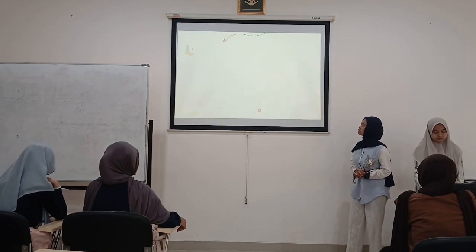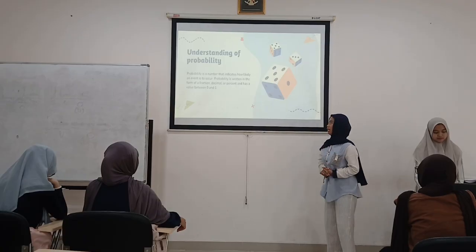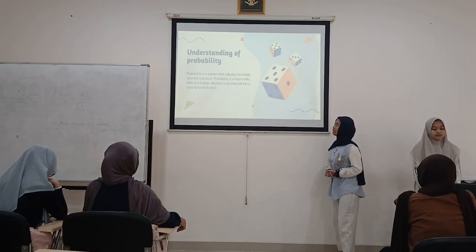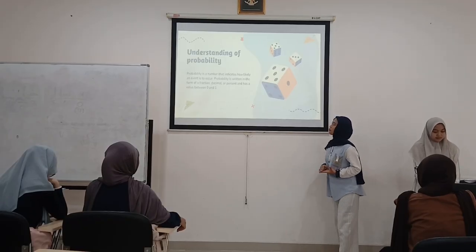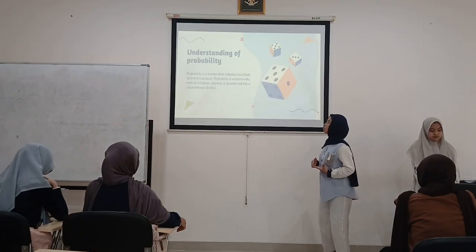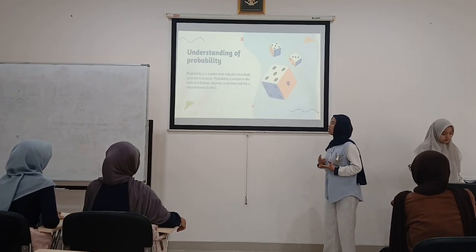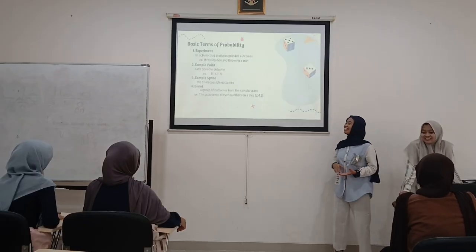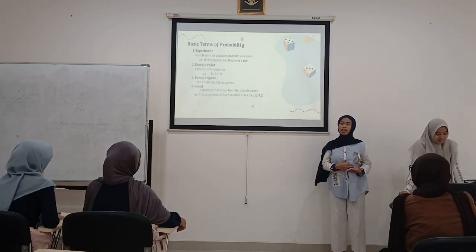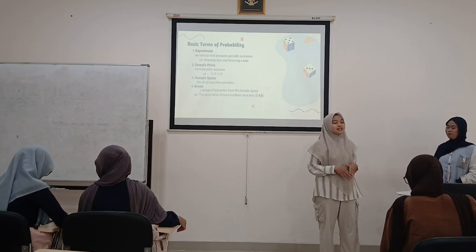Next. So, understanding probability: probability is a number that indicates how likely an event is to occur. Probability is written in the form of a fraction, decimal, or percent and has a value between 0 and 1. Okay, the next slide will be explained by Miss Sophia. Please, Miss Sophia.